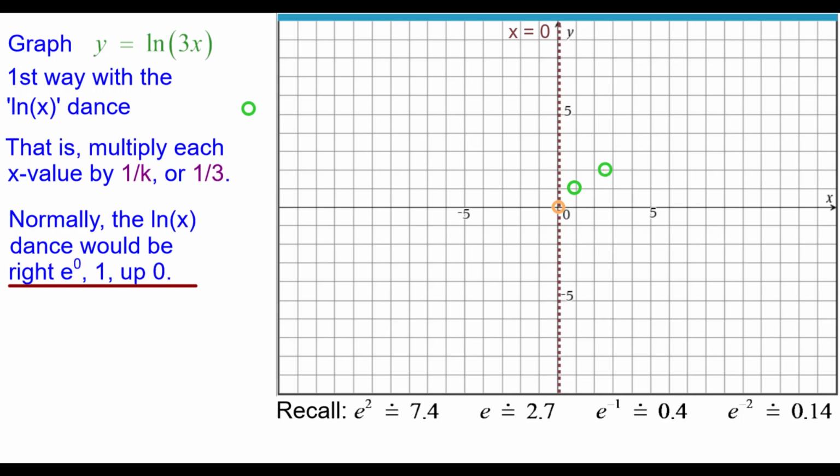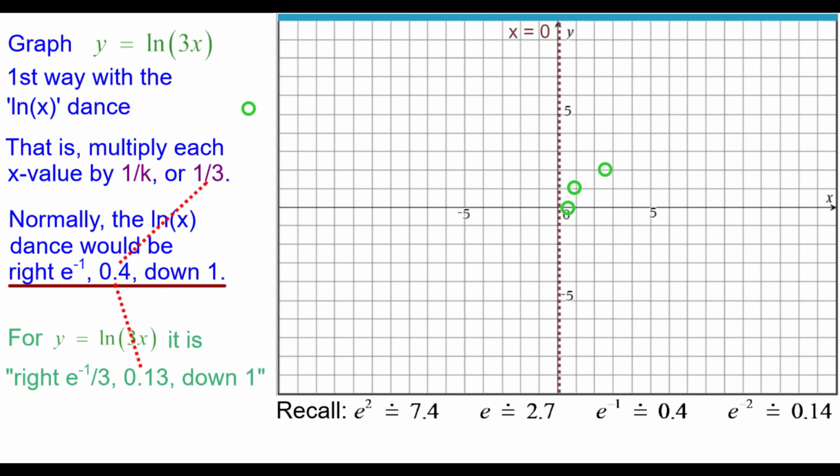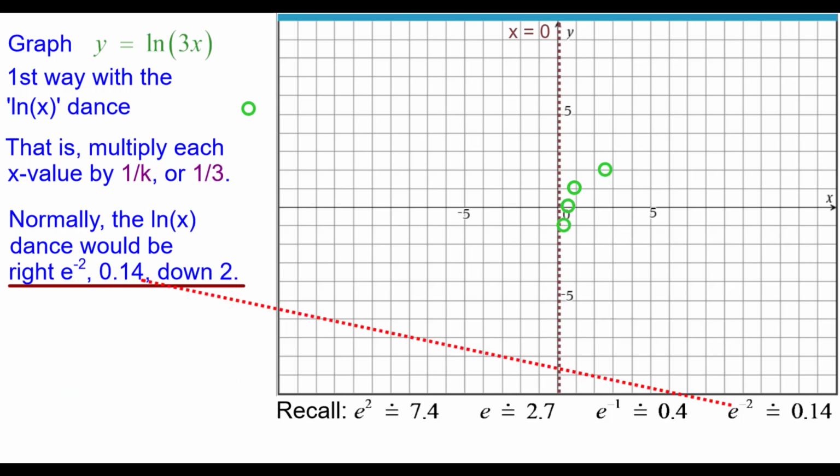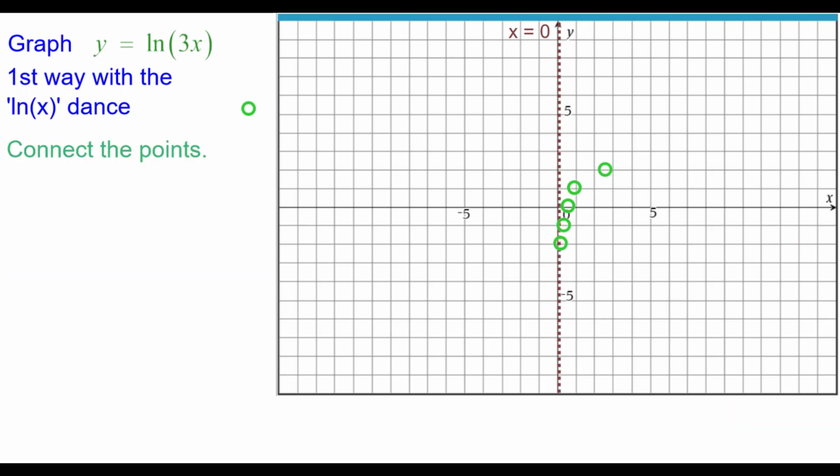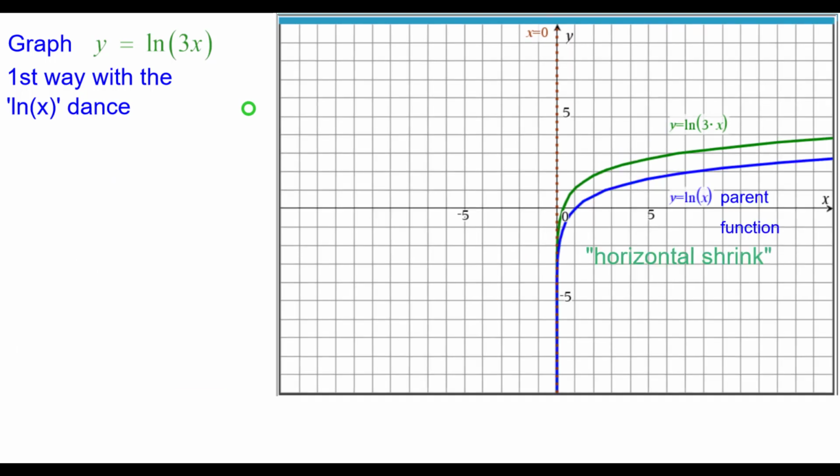e to the 0 is 1, up 0, but again we have to take 1/3 of that, so it's going to be right 1/3, up 0. Right e to the -1, down 1, but we have to again take 1/3 of that, so it's about 0.13 to the right, down 1. And then finally right e to the -2, down 2, but 1/3 of that will be about 0.05, down 2. Connect the points, and we'll compare that to the natural log parent function, and it is a horizontal shrink.